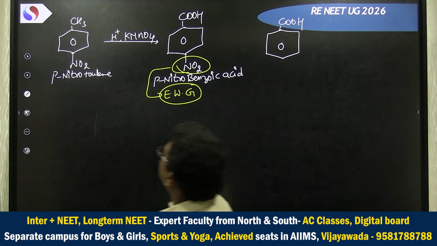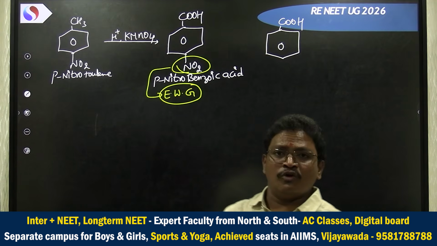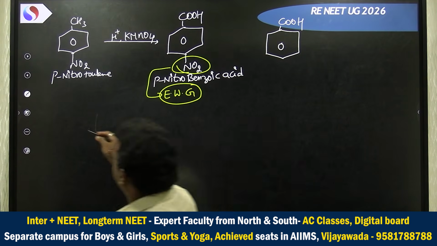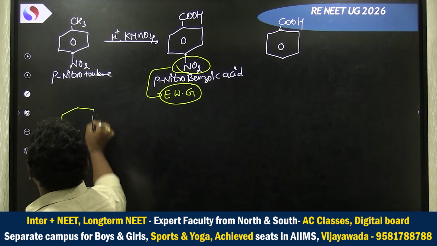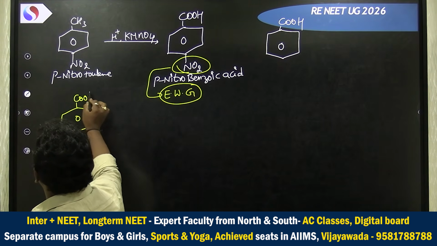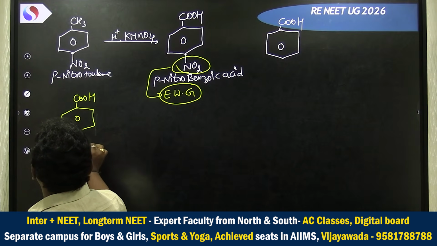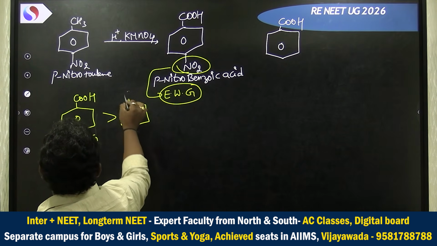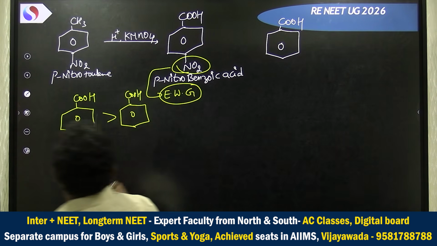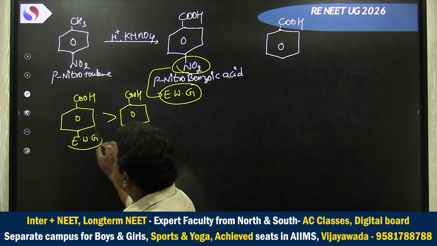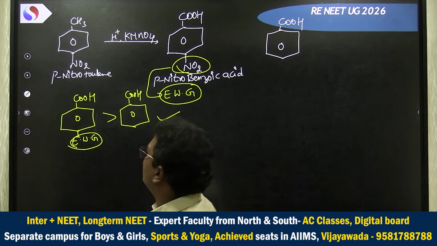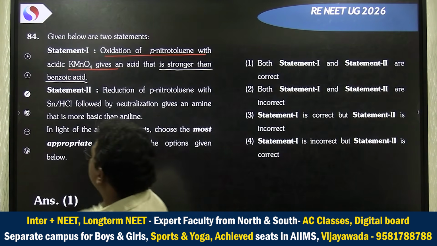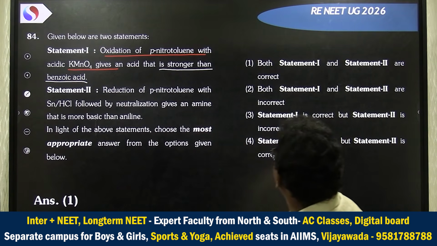If electron withdrawing groups are present, they are more acidic. In the case of carboxylic acids, if you take benzoic acid, benzoic acids with an electron withdrawing group are more acidic than benzoic acid. Due to the electron withdrawing group, their acidic strength is more. Statement 1 is correct.